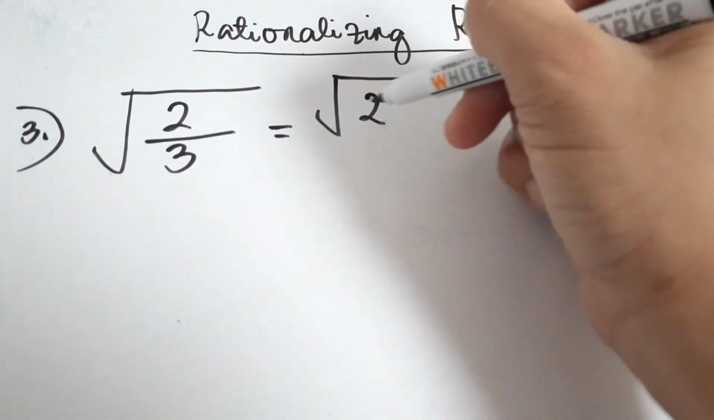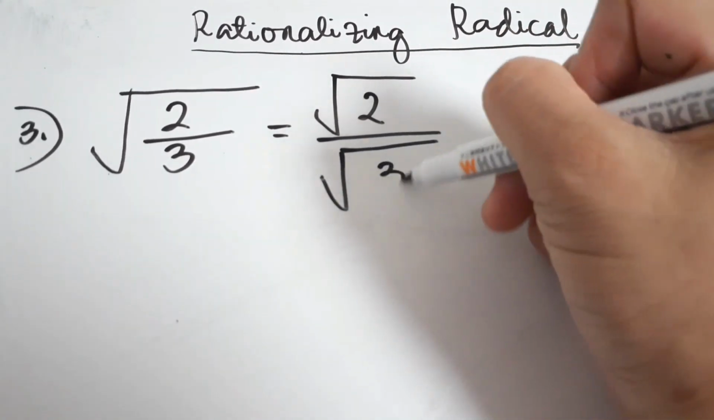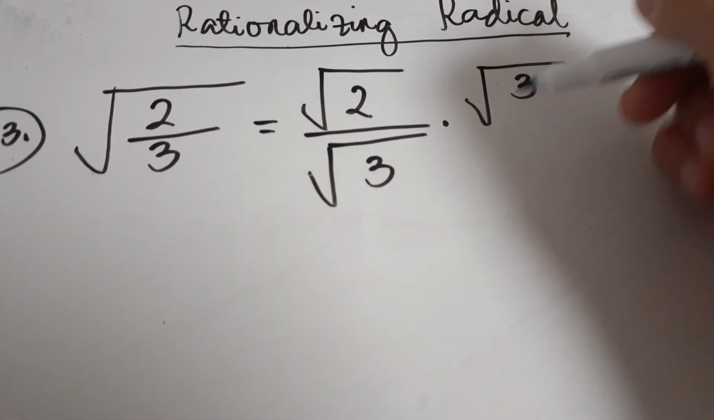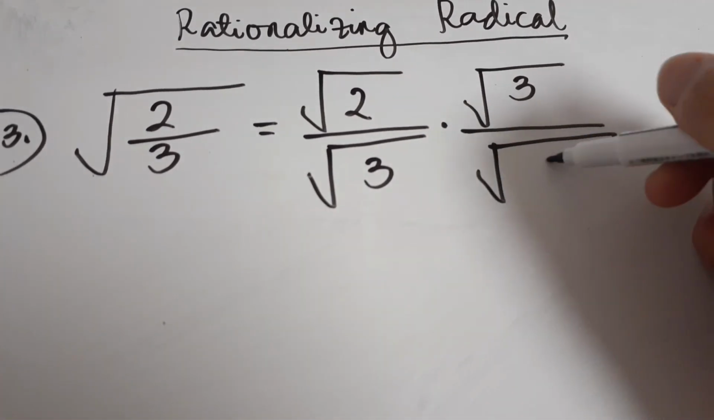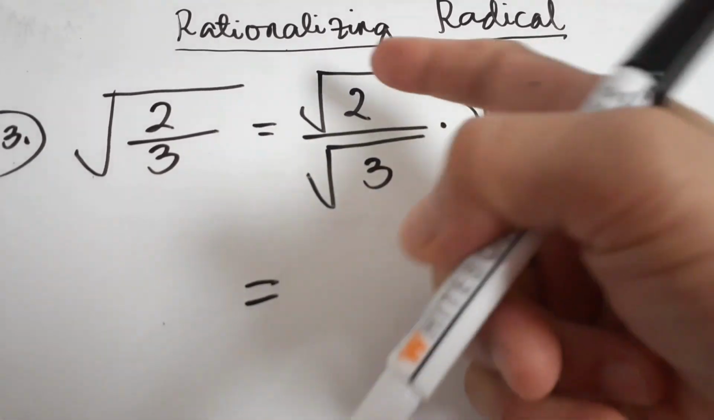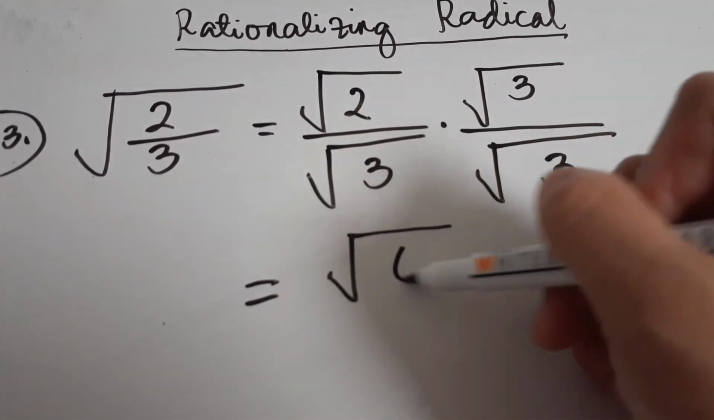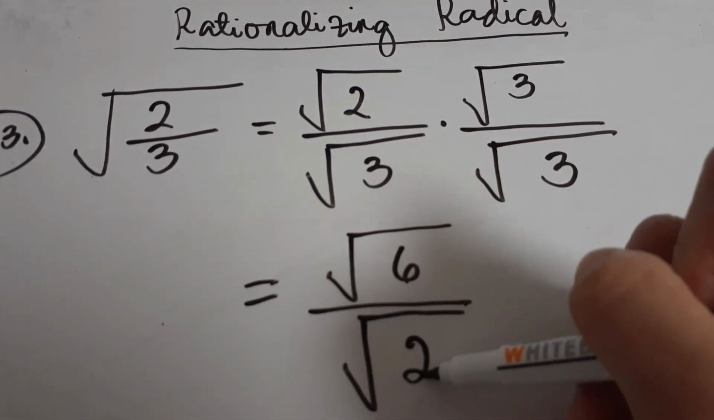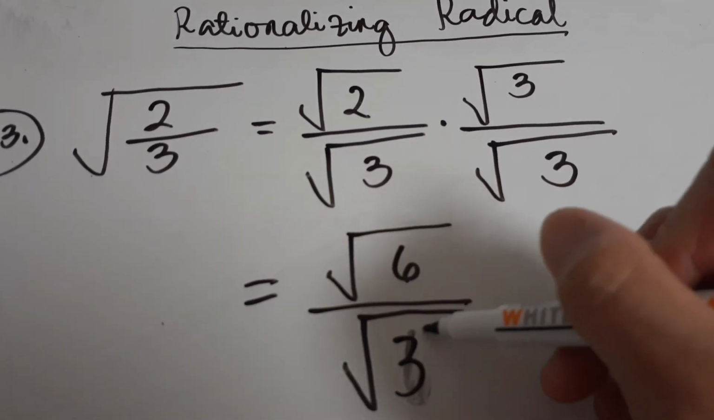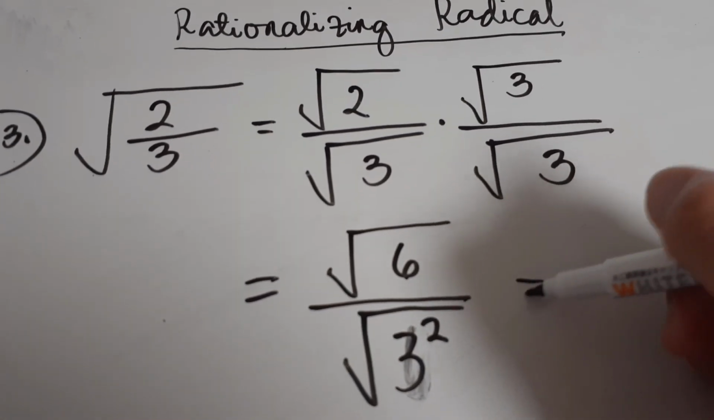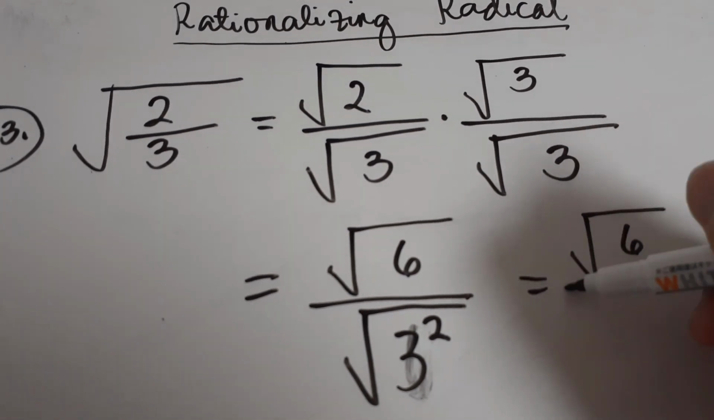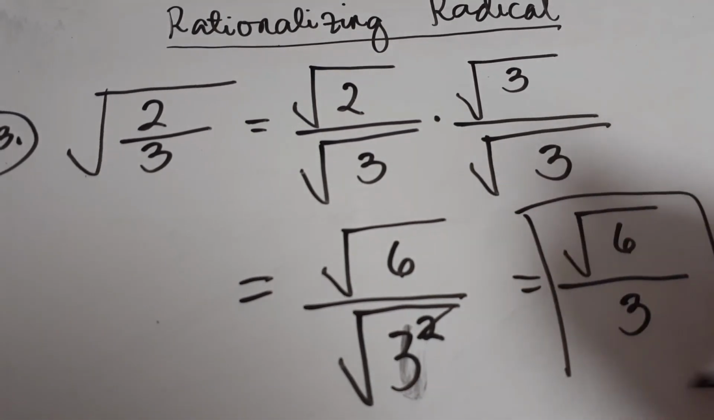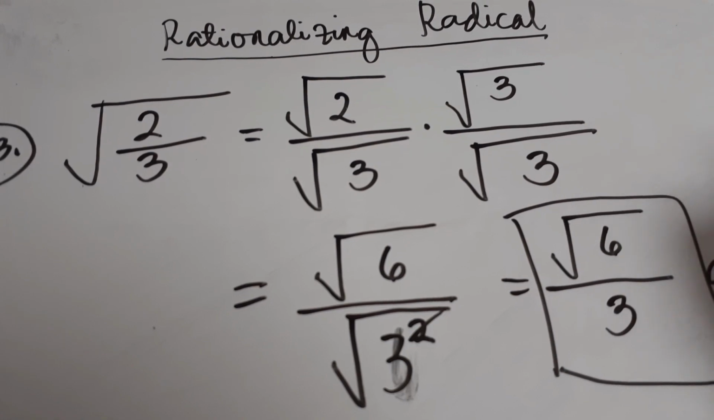Since we can follow the laws of exponents, we can separate its numerator and denominator: square root of 2 over square root of 3. Since our n is 2, 2 minus 1, we can multiply the numerator and denominator by square root of 3. Square root of 2 times square root of 3 is square root of 6. Then square root of 3 times square root of 3 is square root of 3 squared. So we simplify and cancel out, then the remaining is 3. Therefore, our answer is square root of 6 over 3.